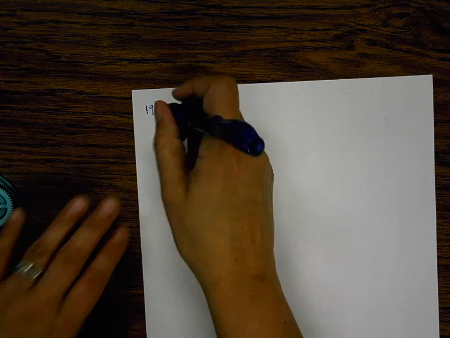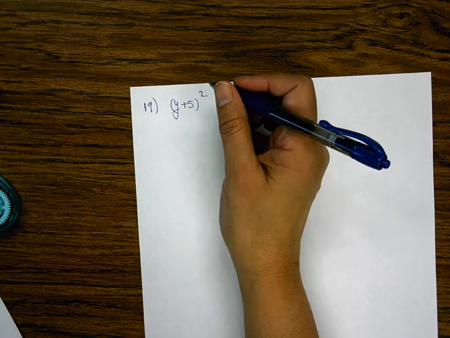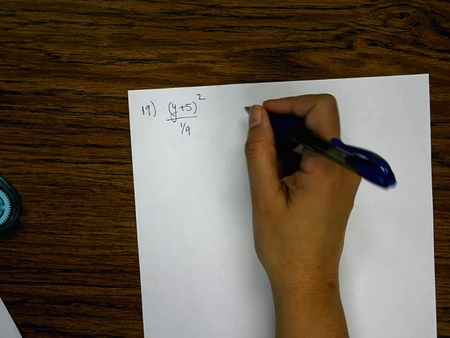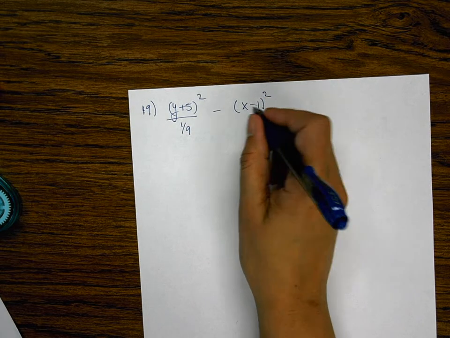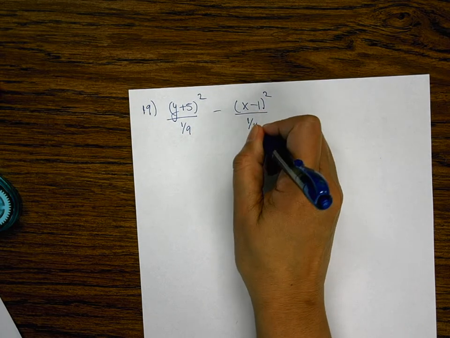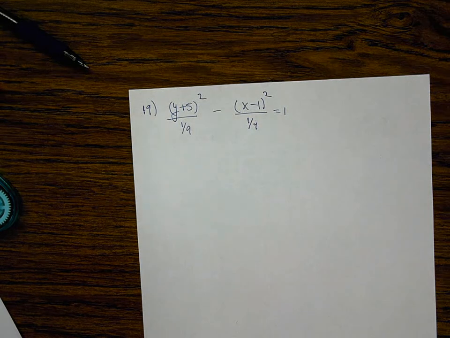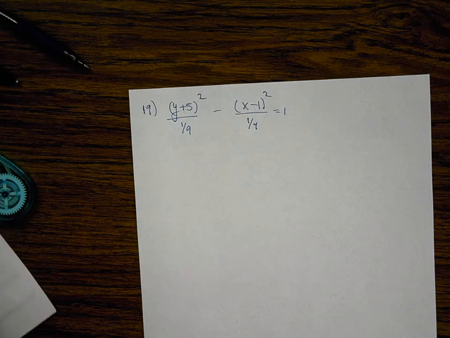Which is (y plus 5) quantity squared over 1/9 minus (x minus 1) quantity squared over 1/4 equals 1. This is very similar to the second problem I did in notes for part 2. Just the numbers are flipped around, so if you don't need this one, you can fast forward it.